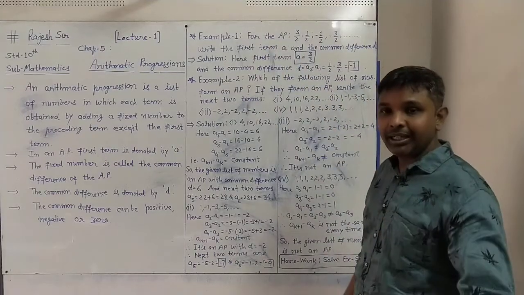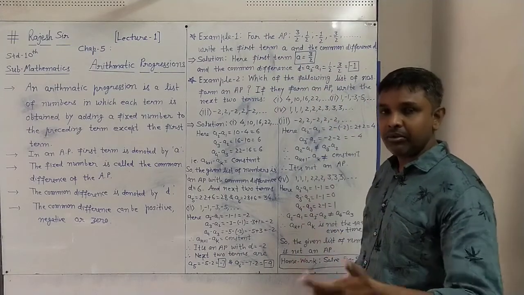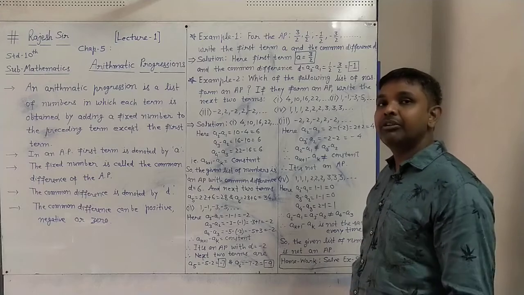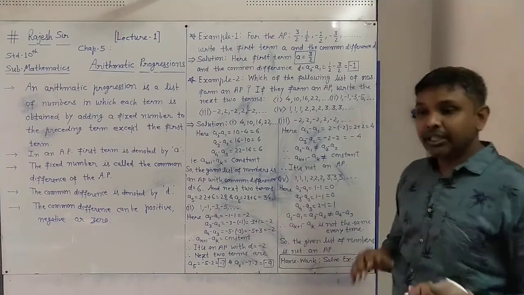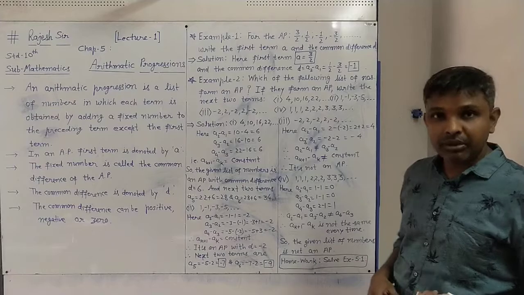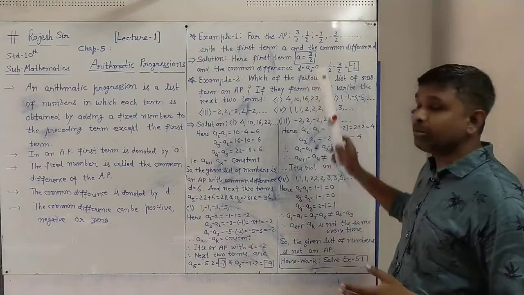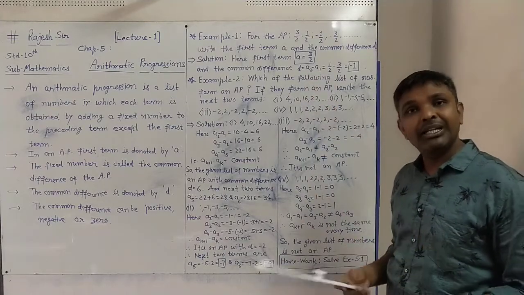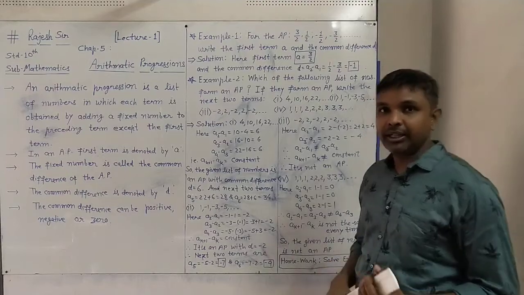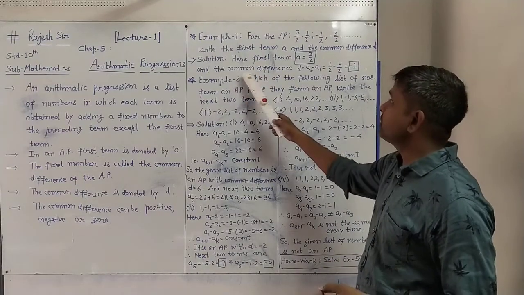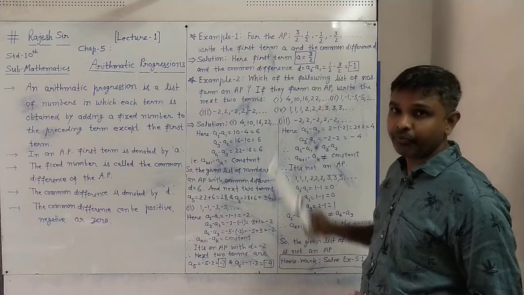The first term is the very first term, denoted by a, and the common difference we can find by taking the difference between any two consecutive terms: a2 minus a1, a3 minus a2, a4 minus a3, and so on, because the common difference is the same every time in an AP.